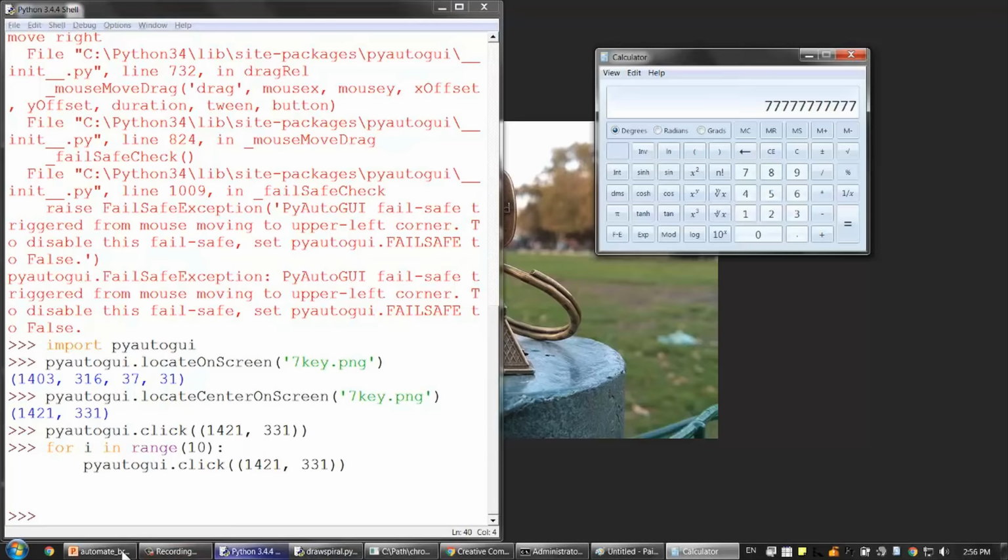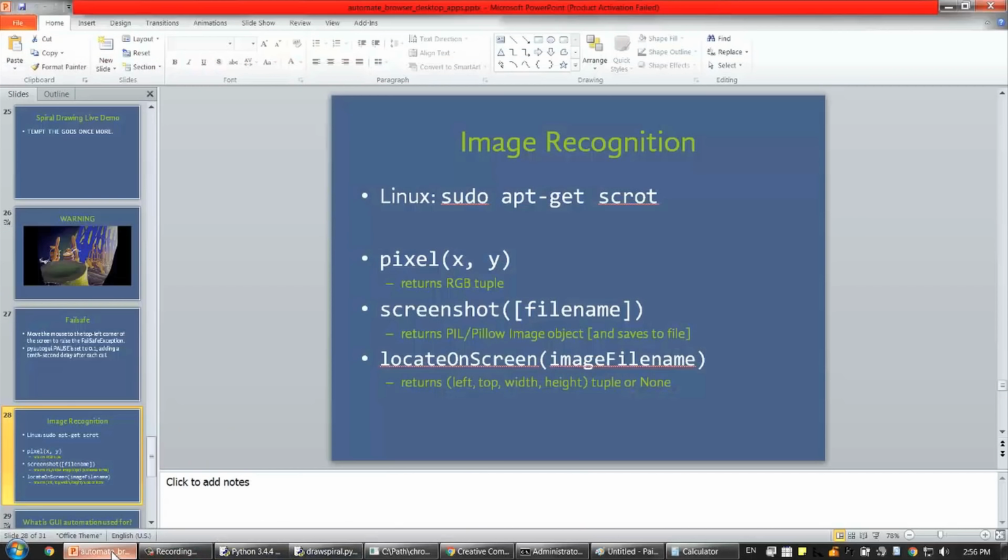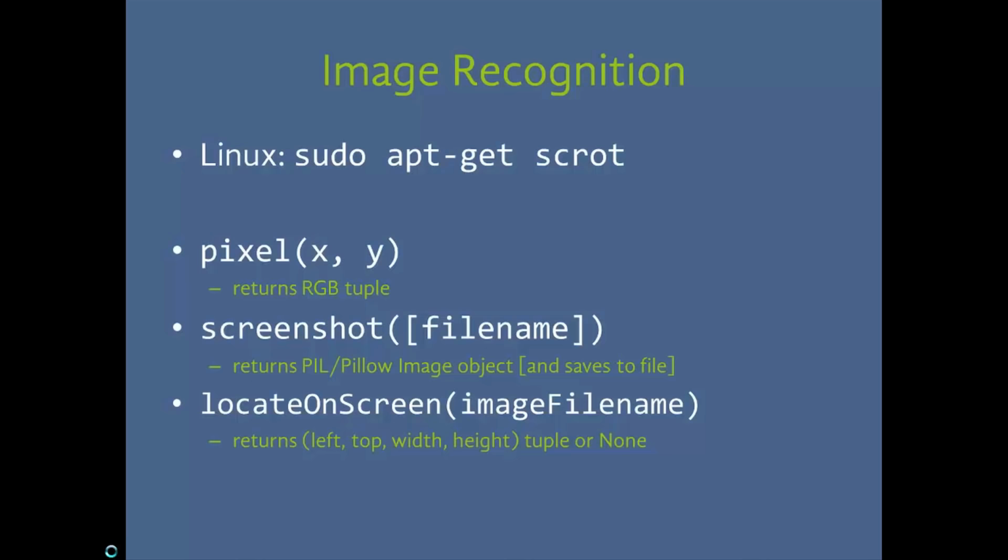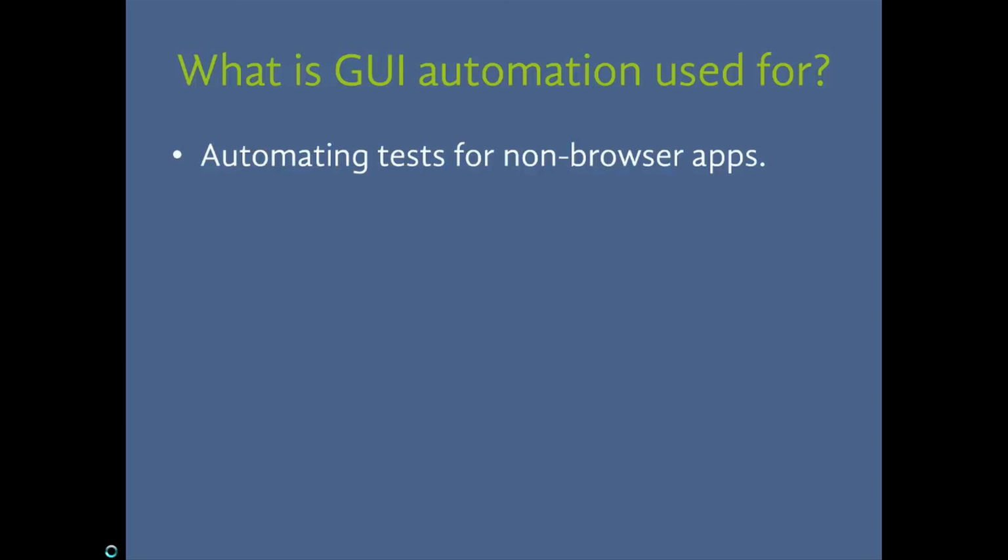Let me go back to this. All right, so what is GUI automation used for? I should have probably put this slide at the top of the talk. But you can see, we can automatically test desktop apps, things that aren't web apps that don't run in a browser. Selenium is great for testing things that are in a browser. That's what you want to use. GUI automation is something that you want to use as a last-ditch effort if there's no API or no other way to do it.